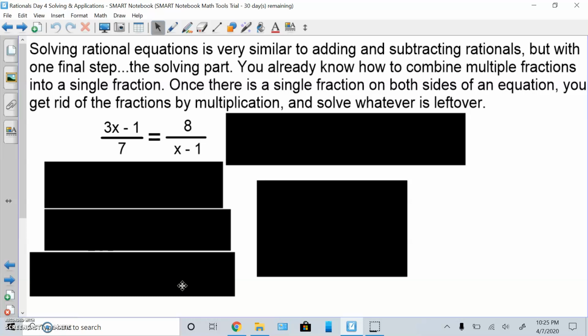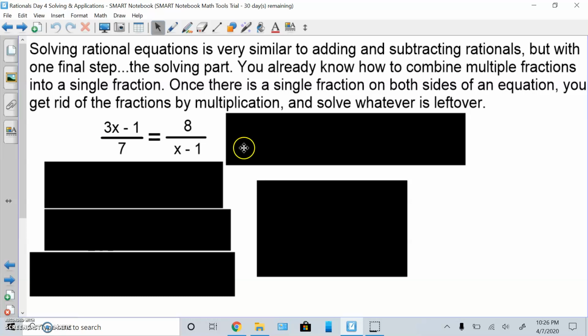Once there's a single fraction on both sides of an equation, you get rid of the fractions by multiplication and solve whatever's left over. So we'll start with an easy problem. We have a fraction equals a fraction. Now remember, if you have a single fraction equals a single fraction, you can cross multiply and solve. That's one method. I'm going to use a different method that has something cool at the end.